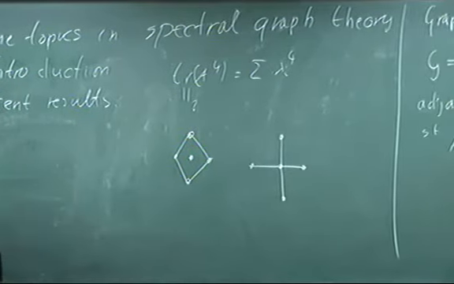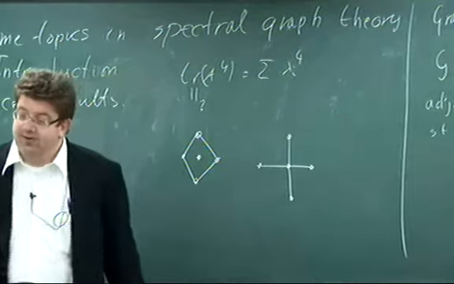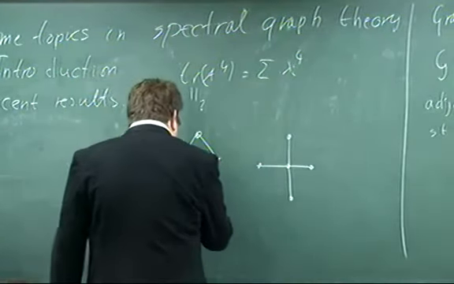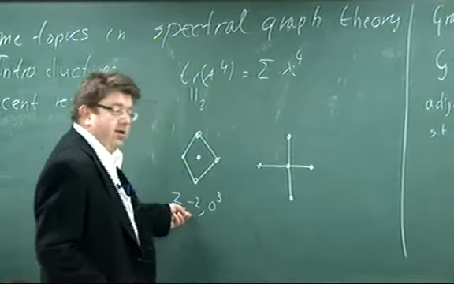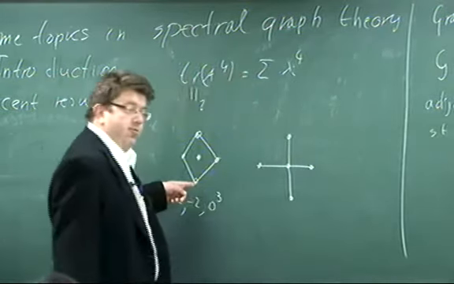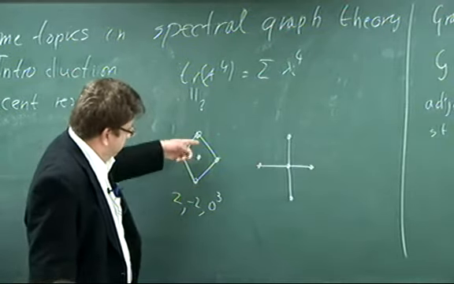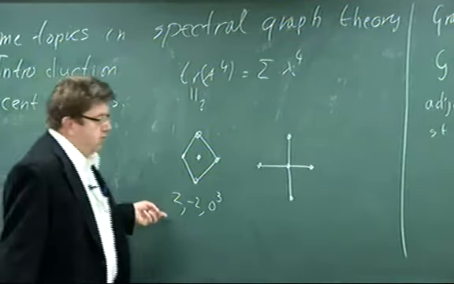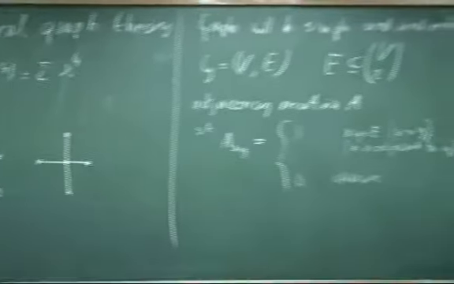These are 2 graphs. What is the spectrum of this graph? Can somebody tell me? This is a 2-regular graph, so it has eigenvalues 2 and minus 2 because it is bipartite, and 0 to the power 3. This is fairly easy. Because it is bipartite, it has to have eigenvalues 2 and minus 2, and the rest has to be 0, because once you have the 2 and the minus 2, you are done because of this formula.